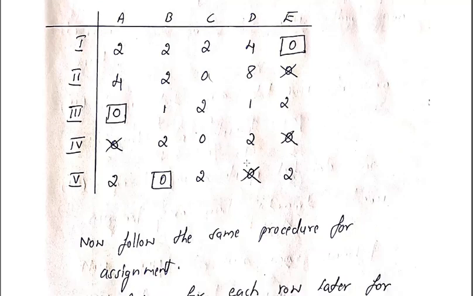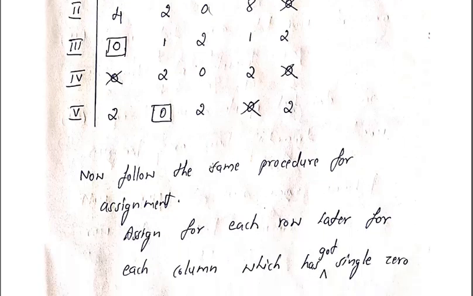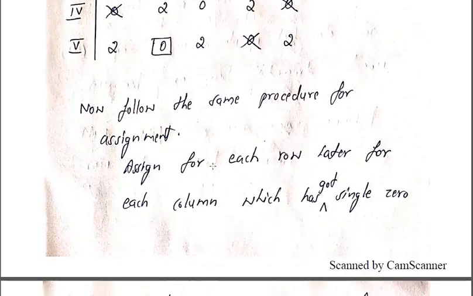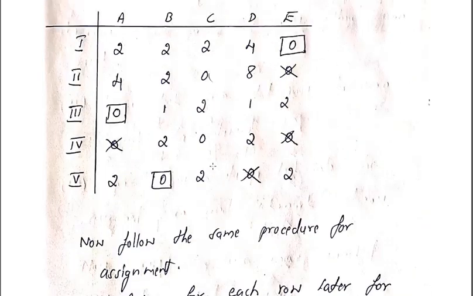Now follow the same procedure for assignment. Assign for each row, later for each column which has got a single zero. Here in the first row itself we get a single zero, so I have assigned to this particular position, and cancel out all other zeros in that particular column. Similarly, in the second row there are 2 zeros, so we cannot assign any position. In the third row we have only one 0, so I am assigning to that position, and cancel out all the zeros in that particular column. In the fourth row after cancellation we have 2 zeros, we cannot consider it. And in the fifth row also we have 2 zeros.